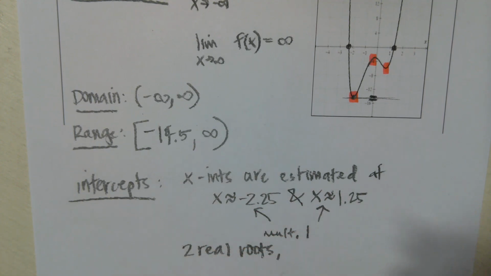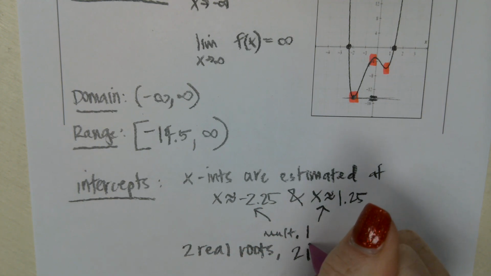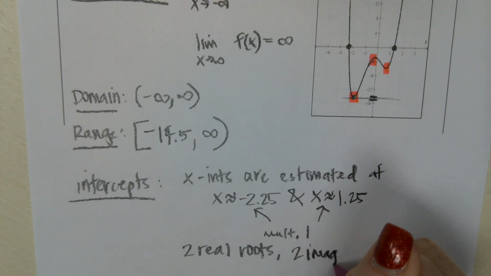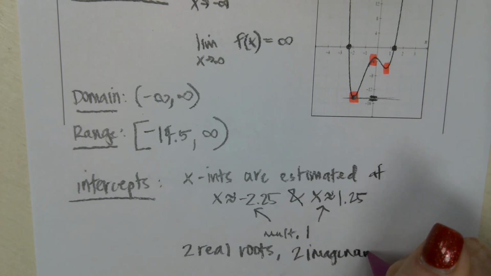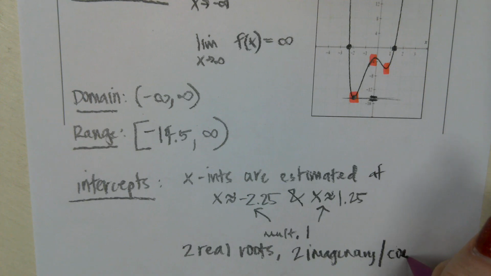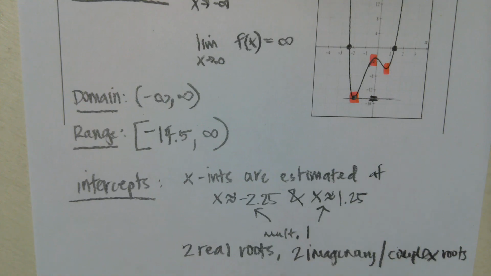That's where they cross over the x-axis. And then they have 2 imaginary or complex roots. Complex numbers, imaginary numbers, same thing. Okay?